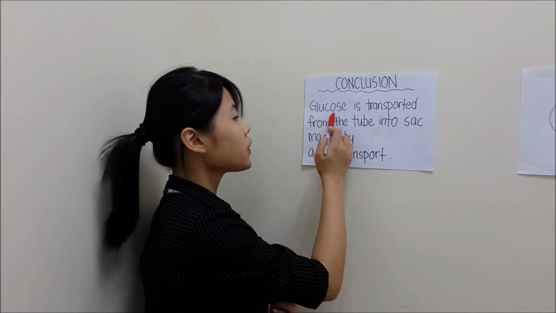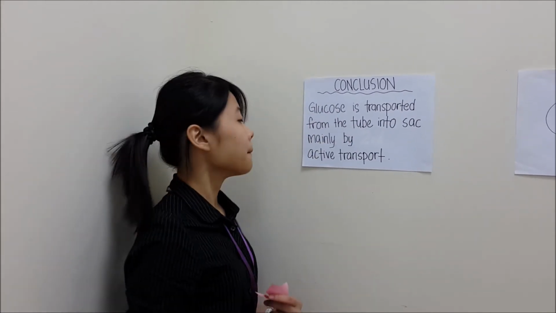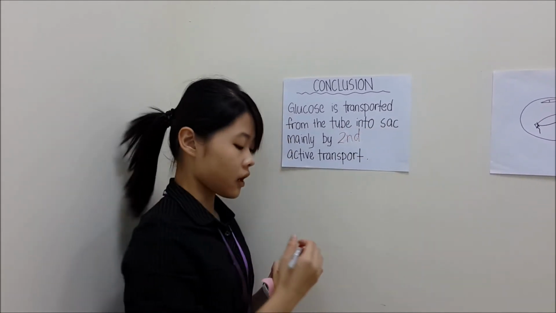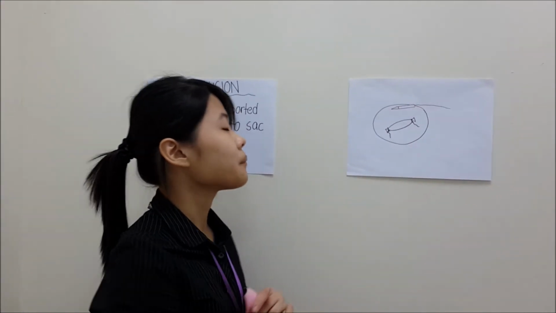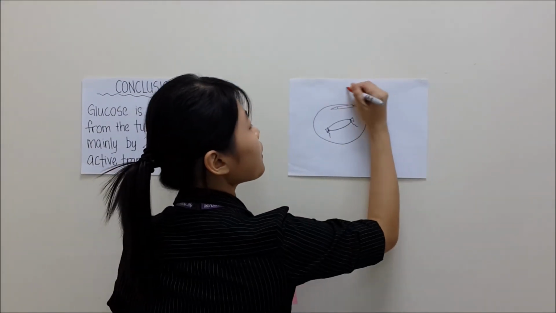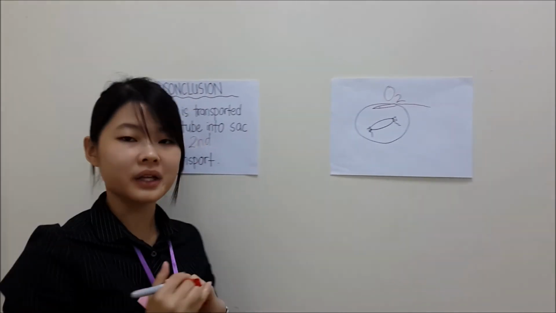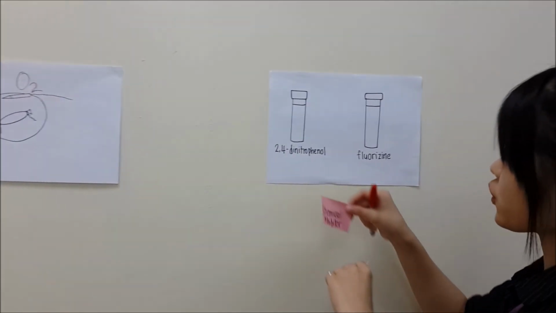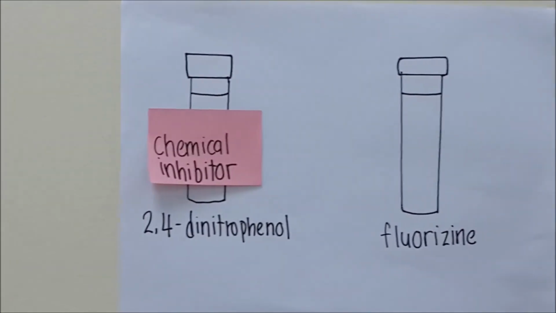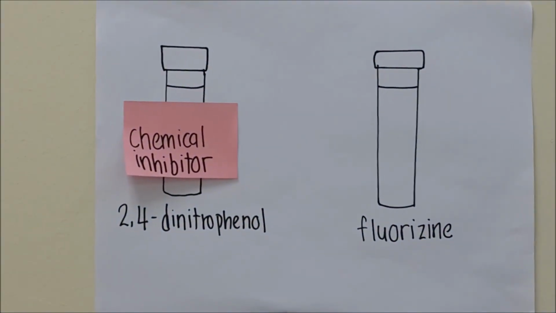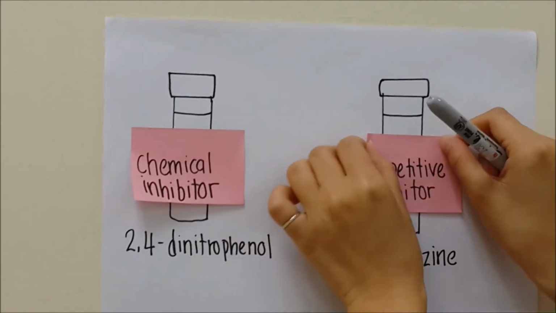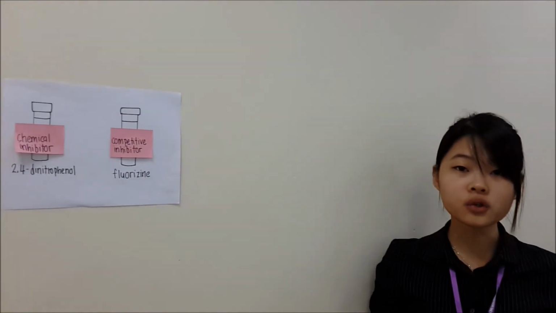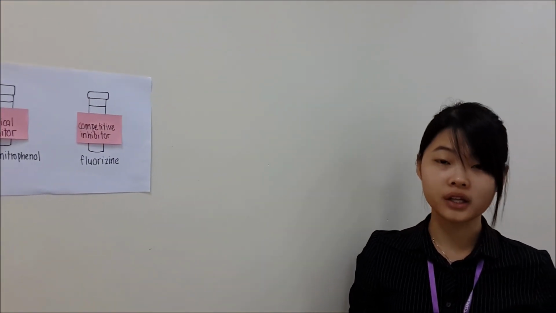In conclusion, glucose is transported from the tube into the sac mainly by secondary active transport. The cell must be kept alive when we tie the knot by supplying oxygen so that respiration can take place and produce ATP energy. From this experiment, we can know that 2,4-dinitrophenol is a chemical inhibitor which inhibits ATP production. Meanwhile, fluorescein is a competitive inhibitor. It has a similar configuration to the glucose molecule and they compete for the glucose receptor binding site, thus reducing the rate of glucose transport.